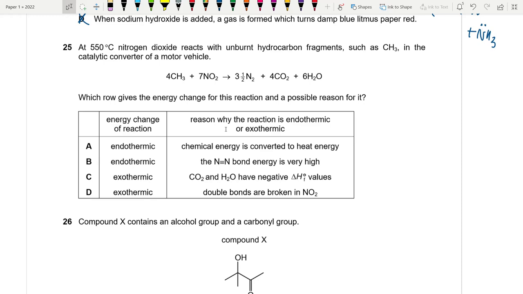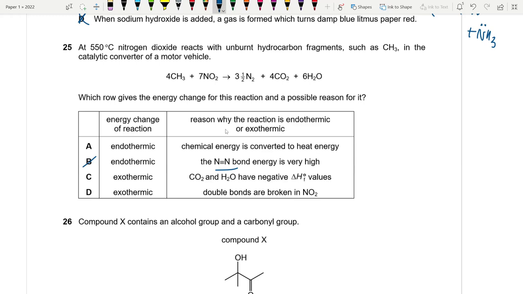Chemical energy is converted to heat energy. Is it endothermic? The nitrogen triple bond is very strong, but the nitrogen triple bond isn't being broken. Right, this is wrong because it's not being broken, it's being made, so it would support the exothermic part, right? That's why B is wrong.